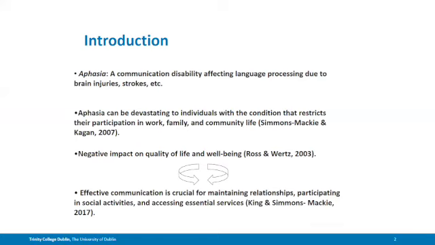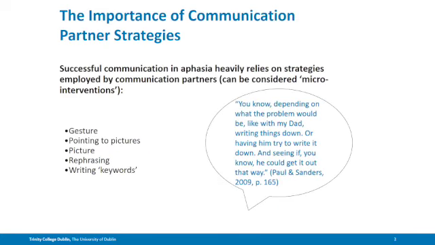aphasia is a communicative disability affecting language processing due to brain injury, stroke, dementia, or any other type of neurological disorder. Aphasia can be devastating to individuals with this condition, restricting their participation in work, family, and community life. It has a negative impact on their quality of life and well-being. So, of course, effective communication is crucial for maintaining relationships, participating in social activity, and accessing essential services. So for the communication partner strategies, it's very important.